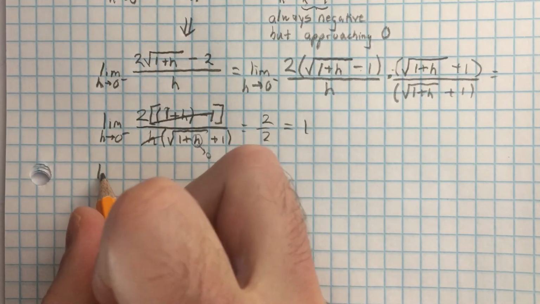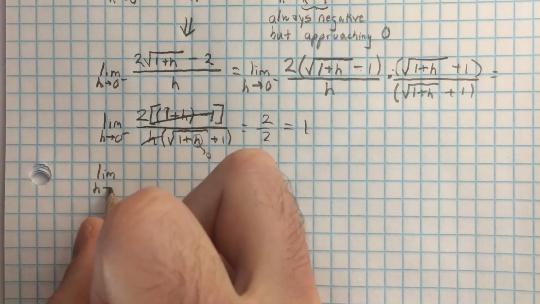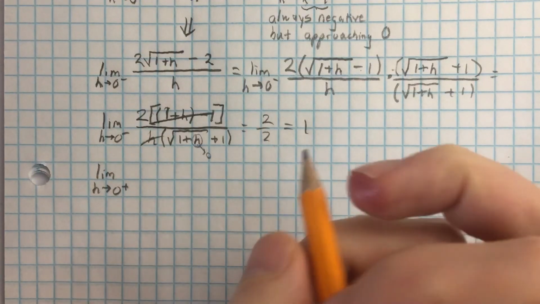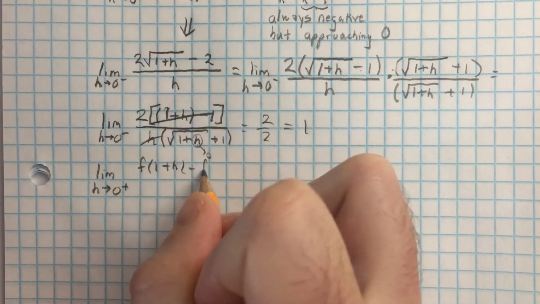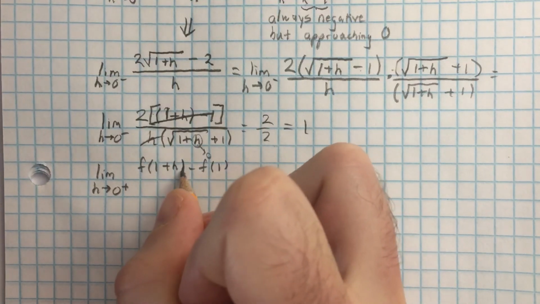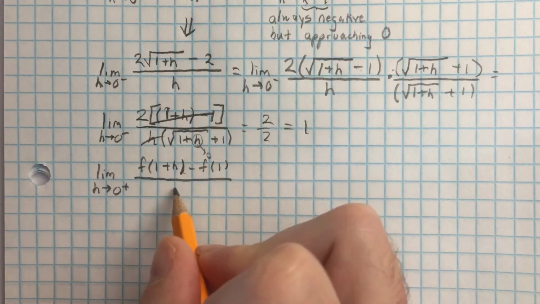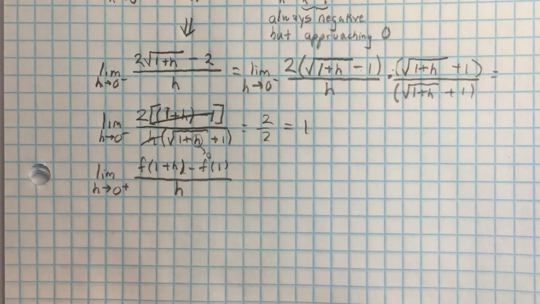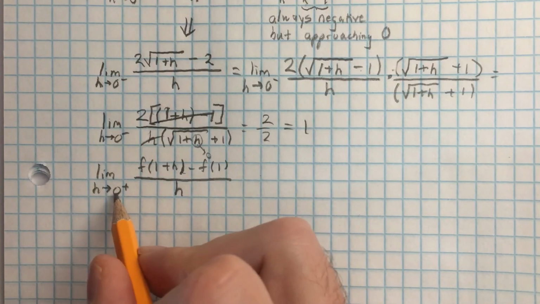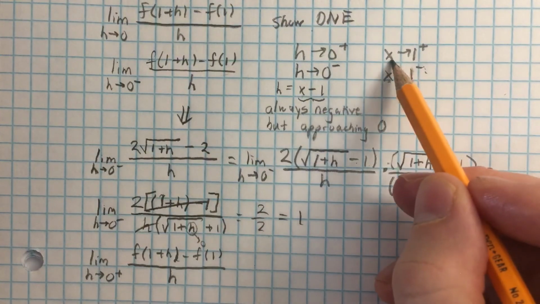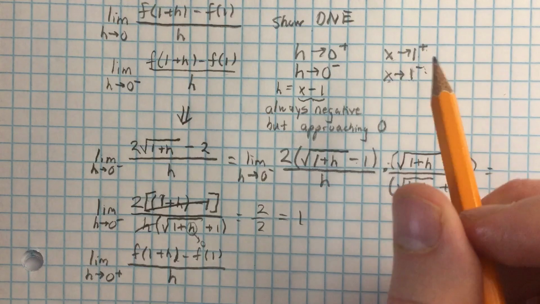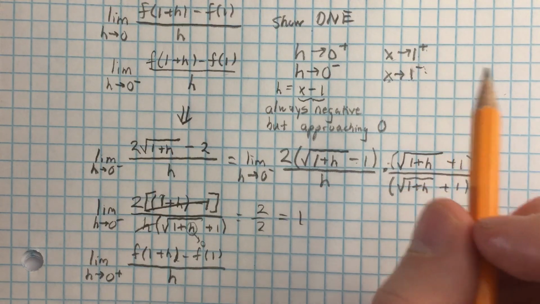Now if we check on the limit as h approaches 0 from the right of f of 1 plus h minus f of 1 all over h. Because h is heading towards 0 from the right, as I explained before, that means that x is heading towards 1 from the right, so therefore we're now on the other part of the curve, we're on the 3x minus 1.